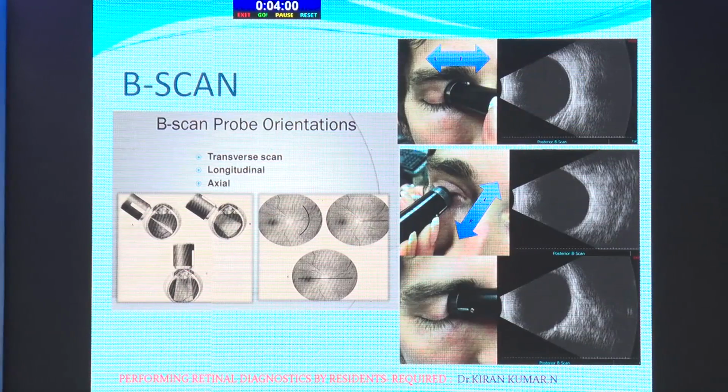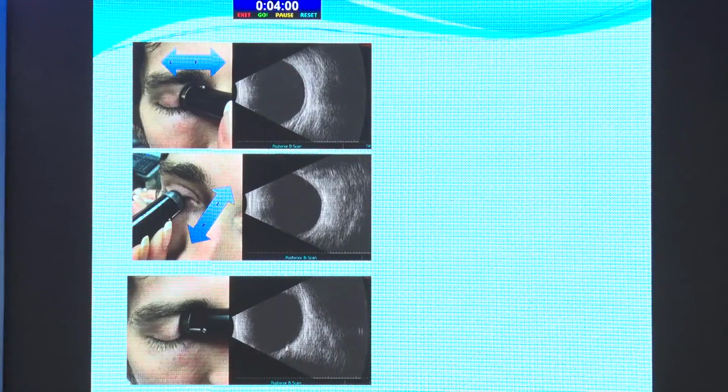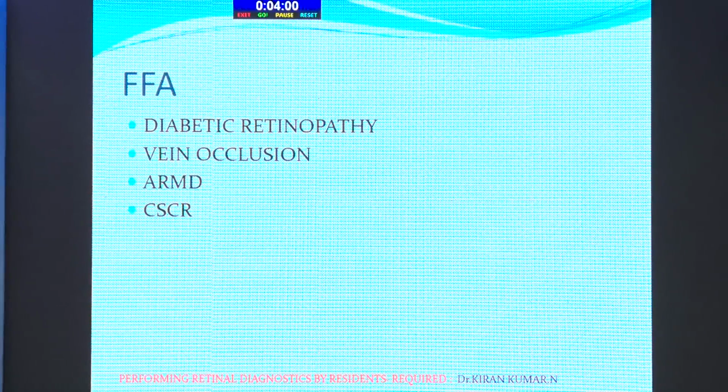How to do a B-scan? We will see all these things in the coming days in didactic lectures. And there are a few basic things. This is only for residents. If you become a retina expert, then you have to see many more things. These are the few basic things we have to see in a B-scan as a resident, and in the FFA also.